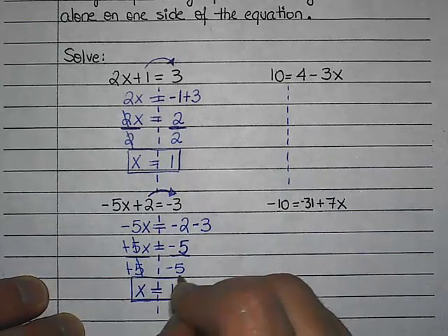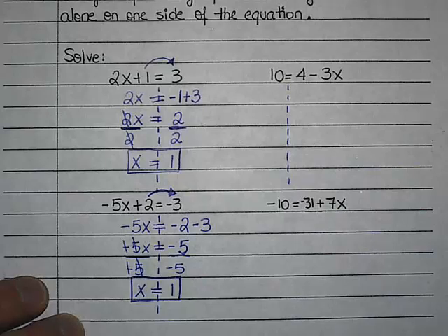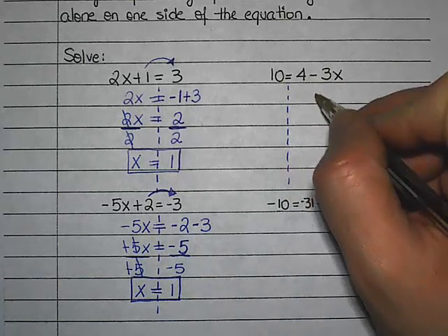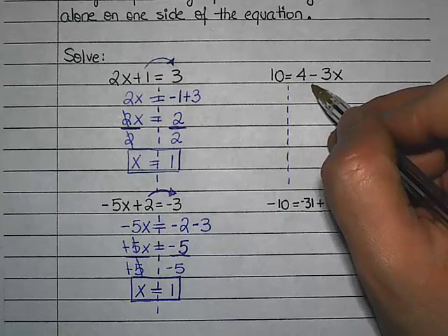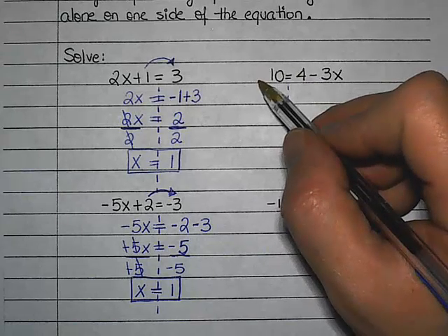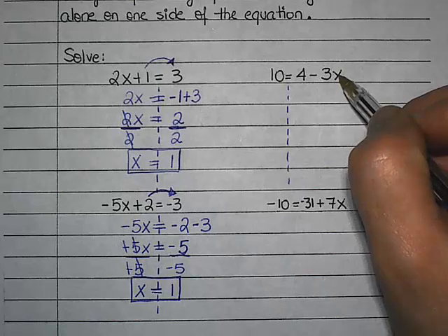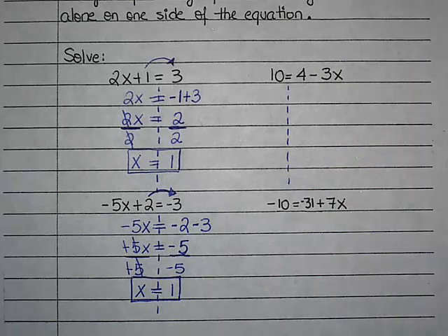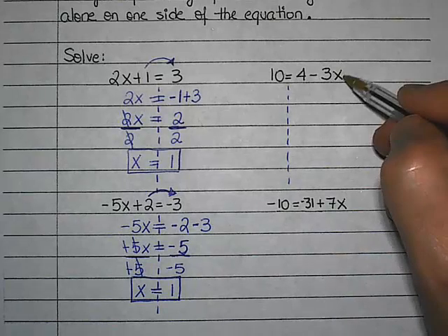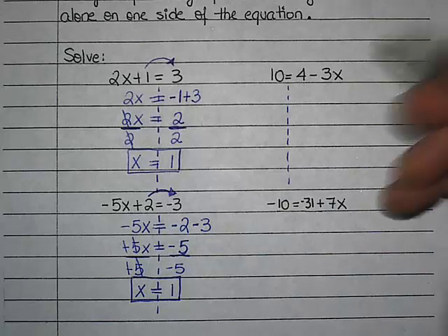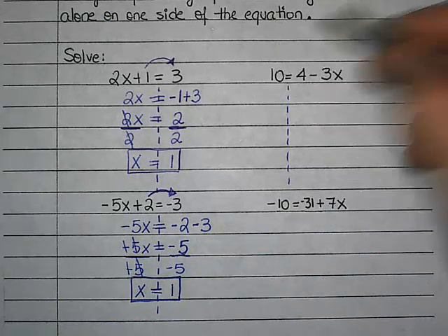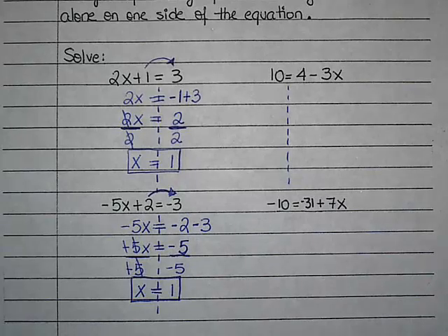Okay? Alright. So let's go on to the next problem, which is this guy right here. As you can see, this problem is a little bit different because instead of the x being on the left, the x is on the right. But that's no problem. Remember, our goal is to get the x alone on one side of the equation. It doesn't matter which side that is. So if the x is already on the right, it would make sense then to send the 4 to the other side, and then let's get rid of the 3, and the x will be alone.